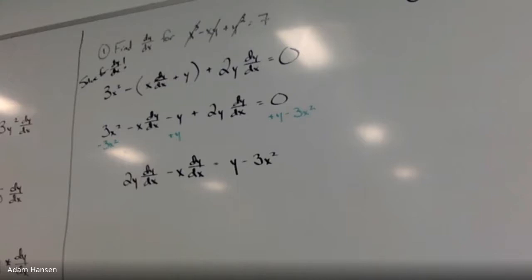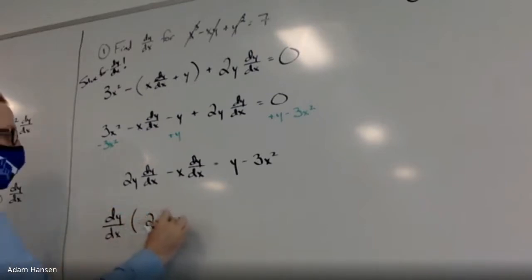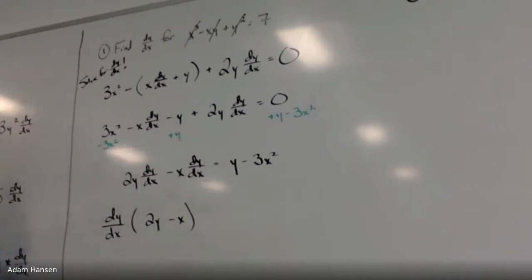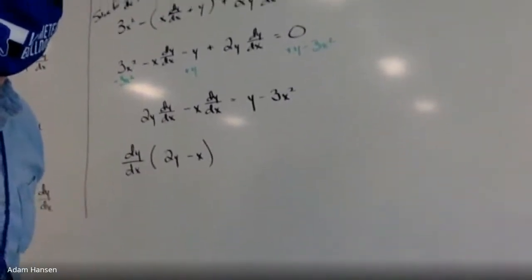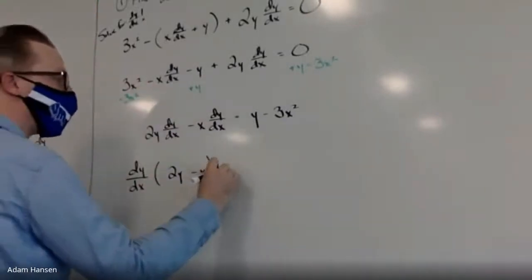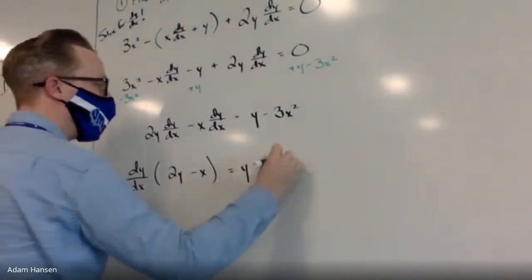By getting the terms that have a dy dx all by themselves on one side of my equation, I've forced that left side to now have a GCF, greatest common factor. What's the GCF of those two terms on the left part of my derivative? dy dx. So can I just factor out the GCF? When I factor out dy dx, that's going to give me quantity 2y minus x. dy dx times quantity 2y minus x equal to y minus 3x squared.